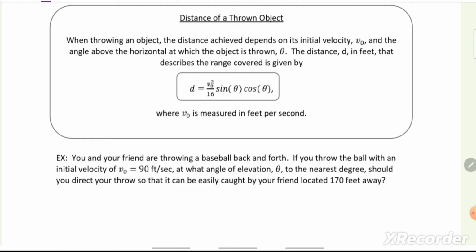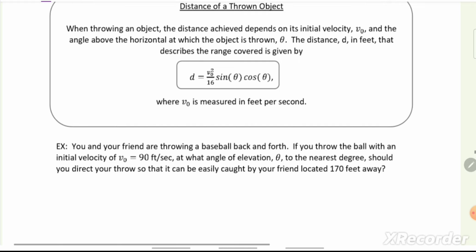When throwing an object, the distance achieved depends on its initial velocity, which we call v sub 0, and the angle above the horizontal at which the object is thrown. We'll call that angle theta. The distance d in feet that describes the range covered is given by this formula here. This is not one that you need to know. The distance is equal to the initial velocity squared divided by 16 times sine of theta times cosine of theta. And our initial velocity is measured in feet per second.